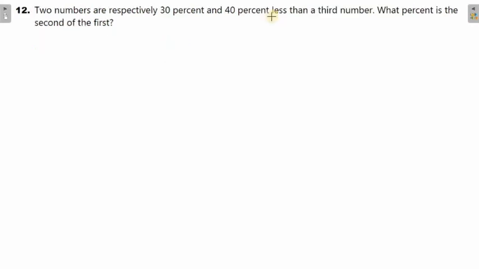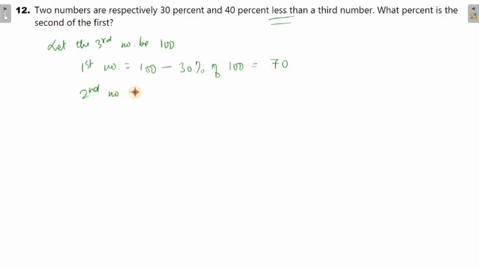Alright, so here we have a similar kind of question. Let the third number be again 100. This time, the first number is given to you as 30% less than the third number. Since it is less, you need to subtract 30% of 100. So when you do this, you get 70. Similarly, the second number will be 40% less. So it is 100 minus 40% of 100. This will be exactly 60.